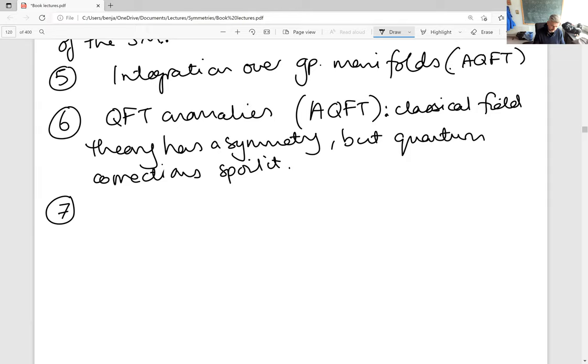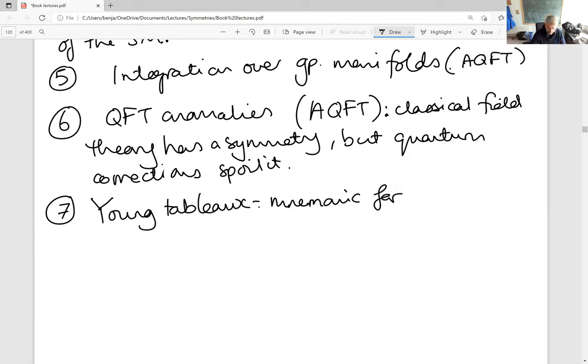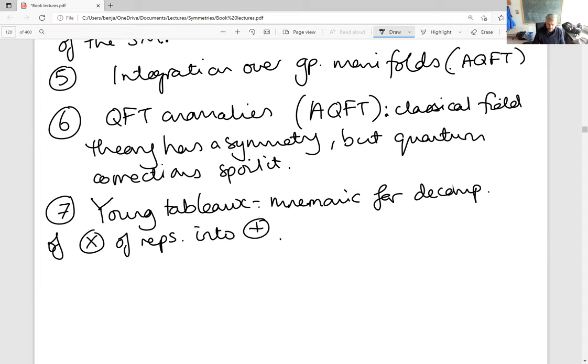And the last topic that sometimes people wish I'd cover that come to this course, and it's usually the people who have been to a previous master's course before doing ours, is something called Young Tableau. Young Tableau is really a mnemonic for what happens when you take the direct product of representations, for the decomposition of a direct product of reps into a direct sum. So if, for example, you can use the rules of this mnemonic to derive 3 × 3 = 6 + 3 in SU(3), for instance.